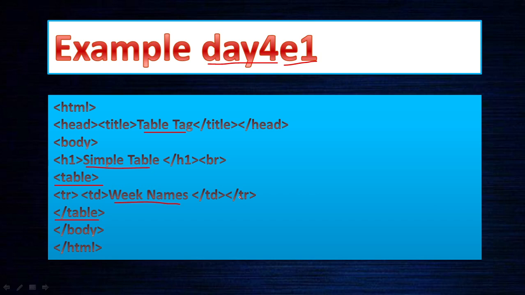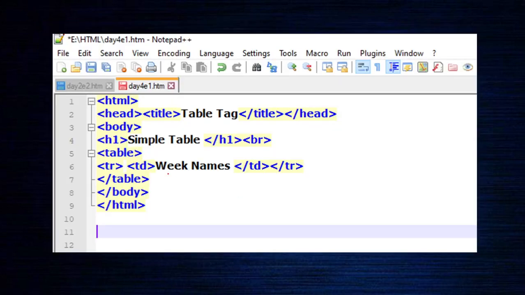This we'll write in Notepad++. If you write it in Notepad++, this is how it looks. So you can pause the video. Please write down this example 1, day 4, example 1, and you need to type it in Notepad++. After that you save the file, day 4 E1. As I told, you save it in the particular folder only. Go to E drive, make a HTML folder. Inside that folder, you save this one.